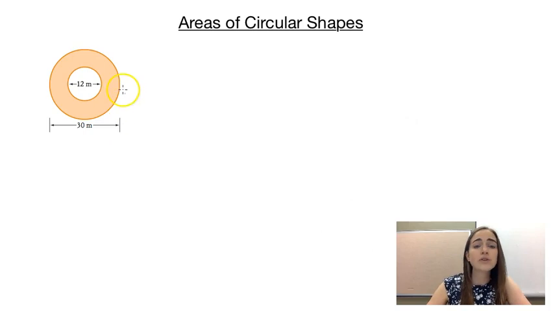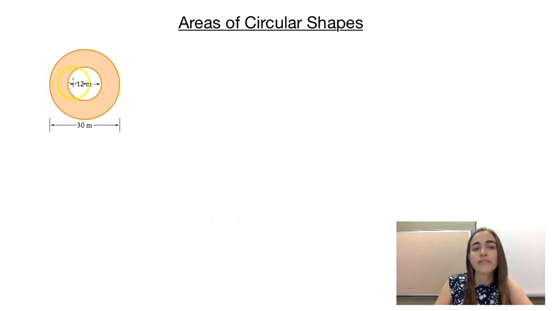In our last example, I want to calculate the area of this shape here. This ring sort of shape is called an annulus, and it's made when you've got two circles that share the same center. In this one, we're told that the small circle has a diameter of 12, and the large circle has a diameter of 30. So to find the area of this annulus, this ring, we're going to find the area of the big circle and then subtract the area of the small circle.